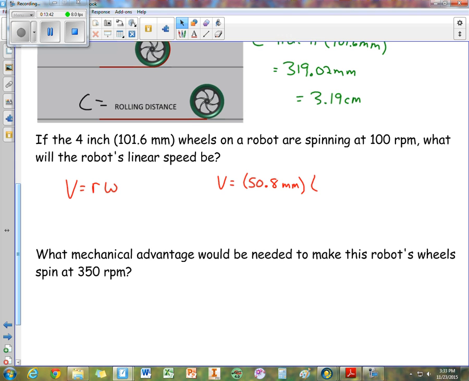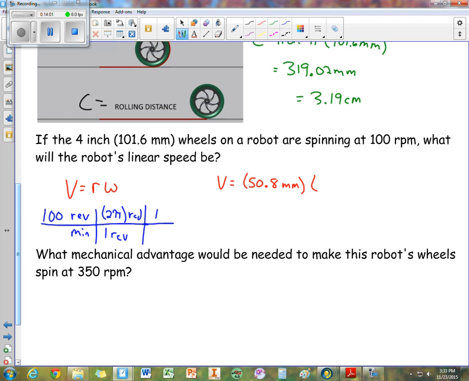Now we need to figure out our omega. Now this omega has to be in radians per second. So if we have 100 revolutions per minute, 1 revolution equals 2 pi radians, and 1 minute equals 60 seconds. So 100 RPMs equals 10.47 radians per second.